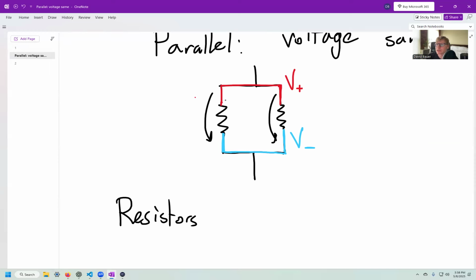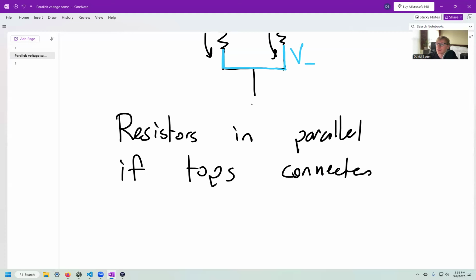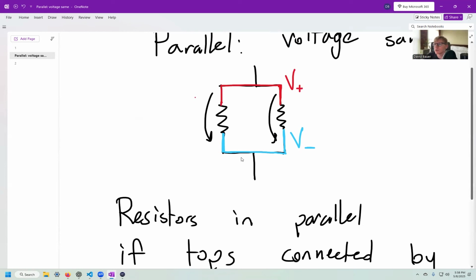So resistors, or any circuit element, right? It doesn't have to be a resistor, are in parallel if the tops are connected by a wire, and if the bottoms are connected by a wire. Okay. And again, it doesn't matter if I have junctions in between or anything else. I just can't have any circuit elements in between.